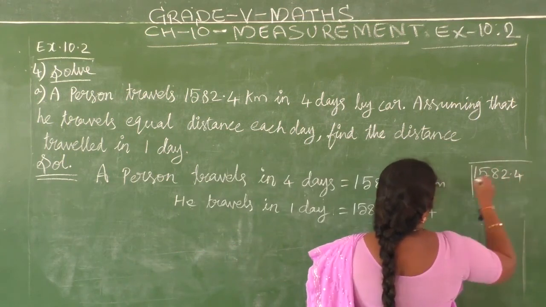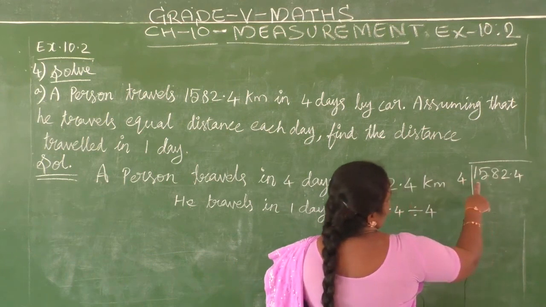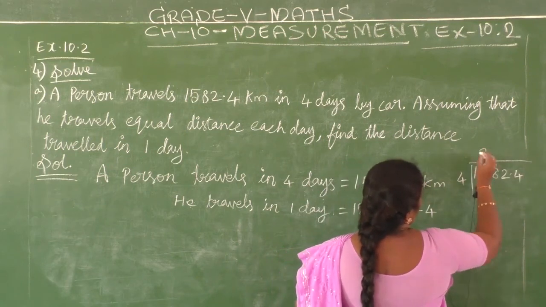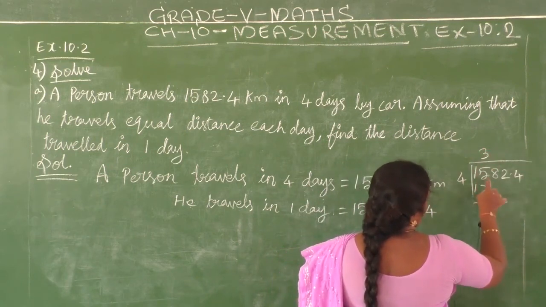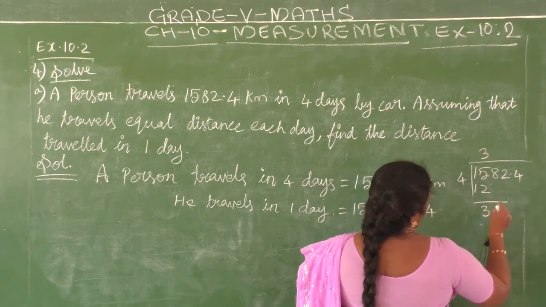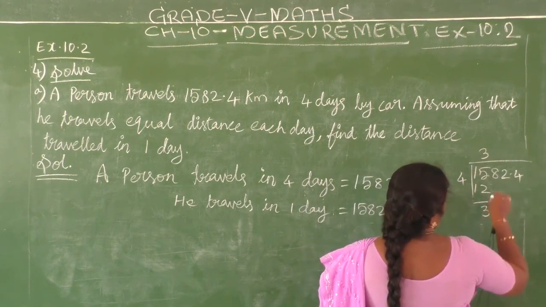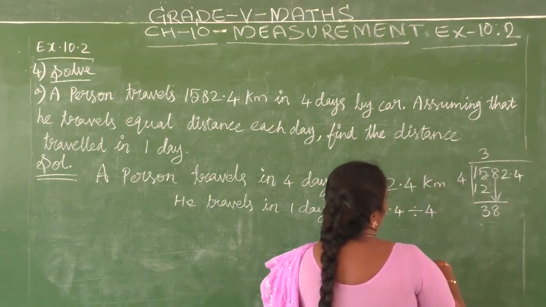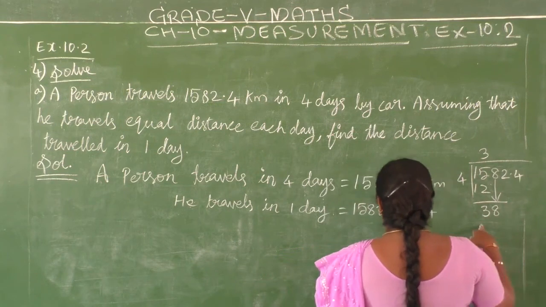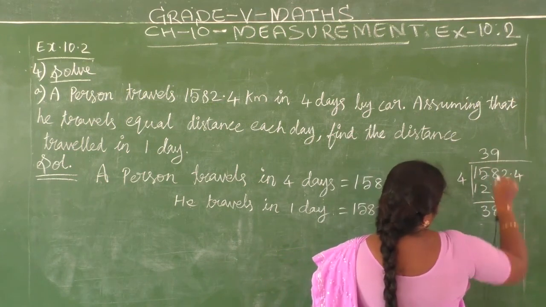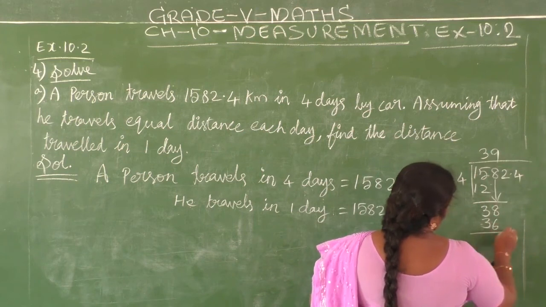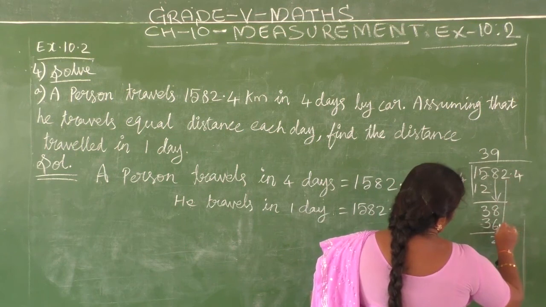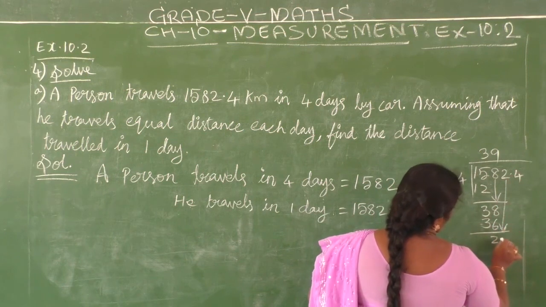1582.4 divided by 4. So 1 is the smallest number, so we have to take 15. How many 4s are there? 3 times it will come. 3 4s are 12. Subtracted means 5 minus 3, 2, 3. 3 also smallest number than 4. So bring down the next number. Now you have 38. Find out how many 4s are there in 38. 9 4s are 36. So 8 minus 6, 2. 2 also smallest number than our 4. So bring down the next number 22.